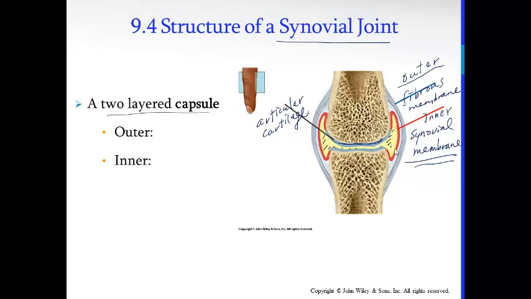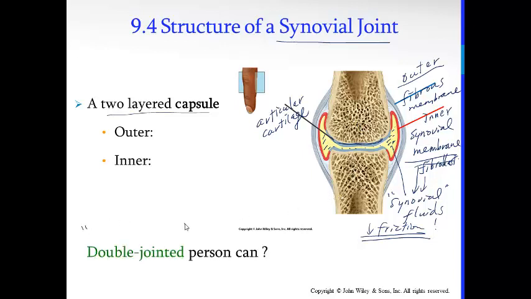Now in your synovial cavity, you have synovial fluid that is produced from the fibroblasts of your synovial membrane. They produce this fluid to reduce friction when the two bones are moving. Now, people who are double jointed don't have more than one joint at this region, but they have a higher degree of ability to move. So, it doesn't mean they have more than one joint.